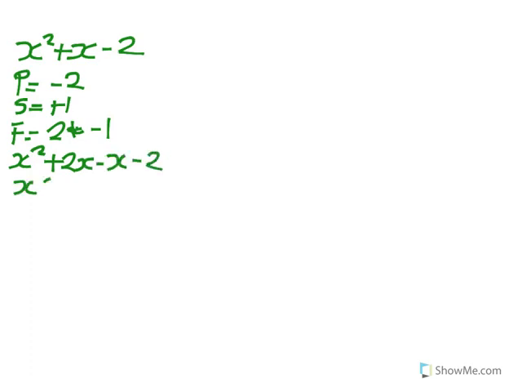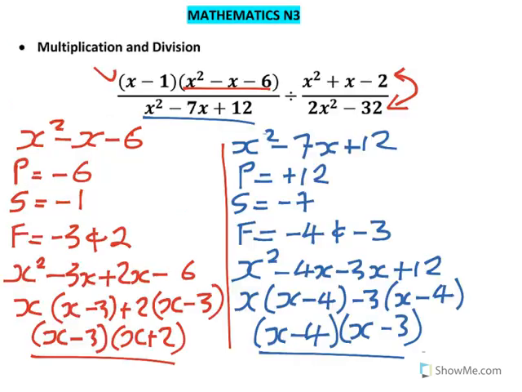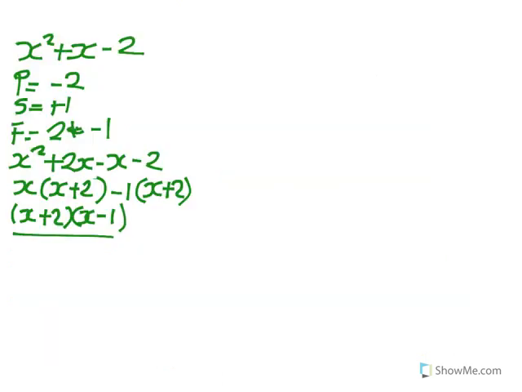You have got x plus 2 there, minus 1, x plus 2. So you will have x plus 2 and x minus 1 as factorized. And then if you look at the bottom one, 2x squared minus 32, I'm going to do it on the other side with a different pen. Let me use blue.